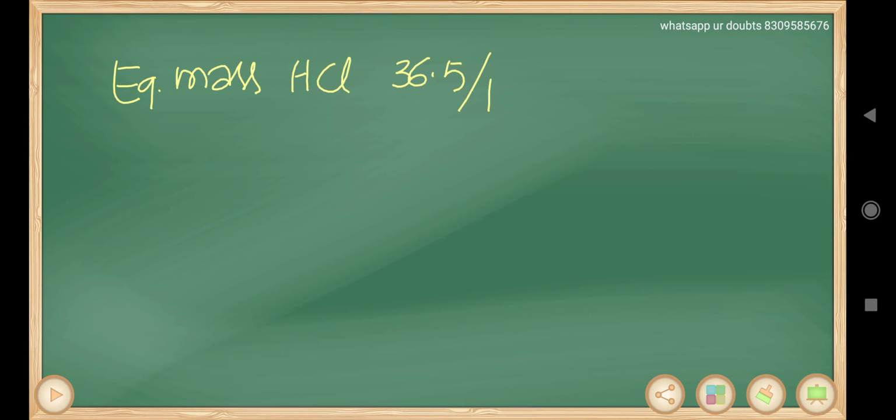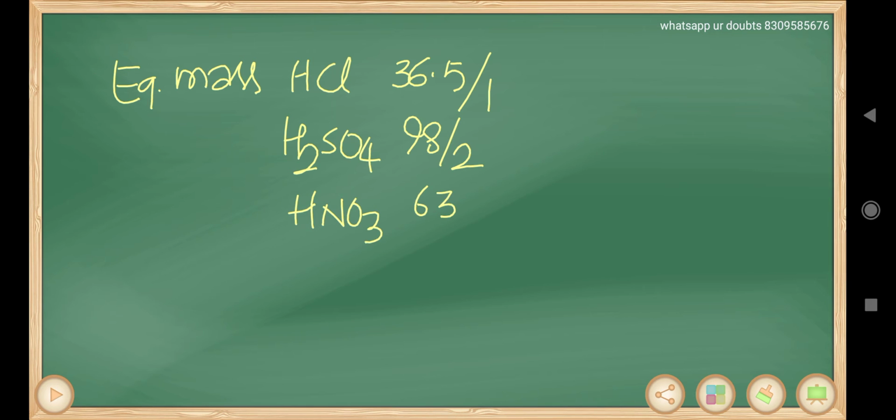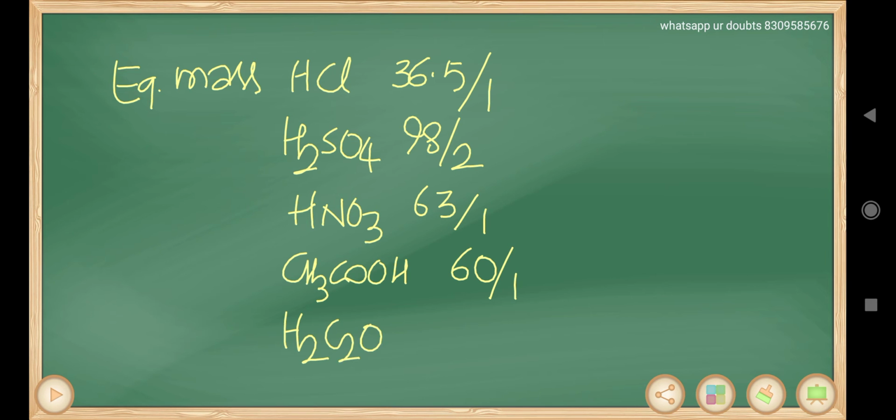Coming to equivalent mass. Equivalent mass of HCl is 36.5 by 1. H2SO4 molecular mass is 98, dibasic. HNO3 molecular mass is 63 by 1. Acetic acid CH3COOH molecular mass is 60, so by 1. H2C2O4 oxalic acid molecular mass is 90 by 2.